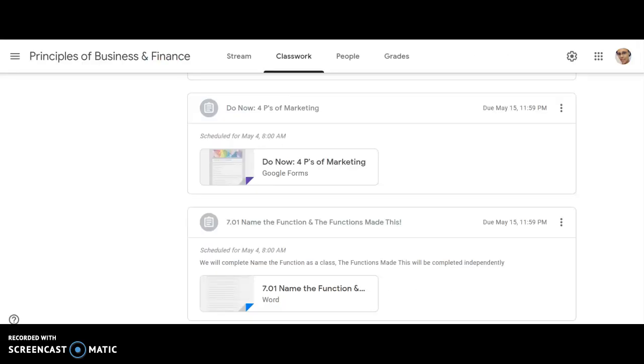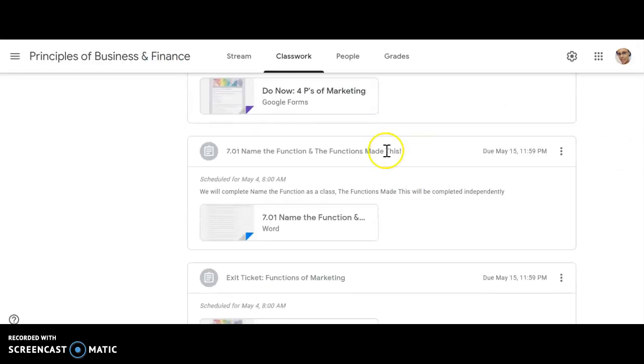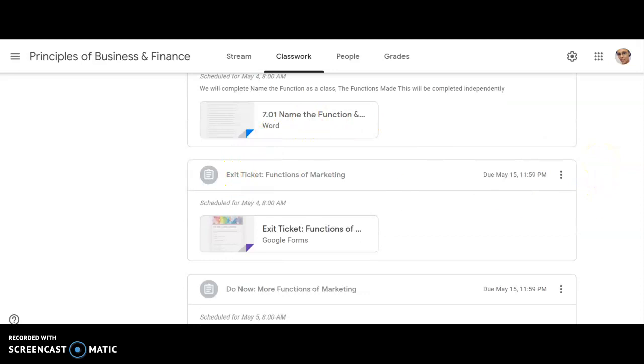So for today's activity, make sure that you're doing the Do Now. You have the name, the function, and the Functions Match. It's all on one sheet, so make sure you're submitting that assignment. And then you have the exit ticket with the functions of marketing. So make sure that you're getting these done on time and that you're doing your work daily.